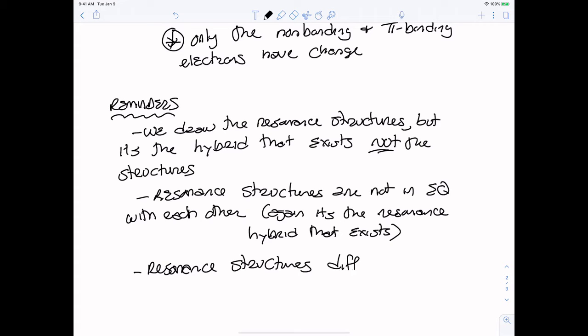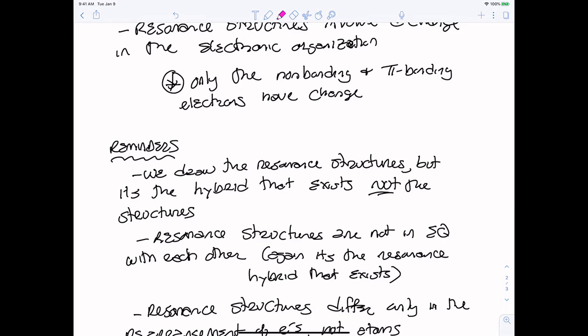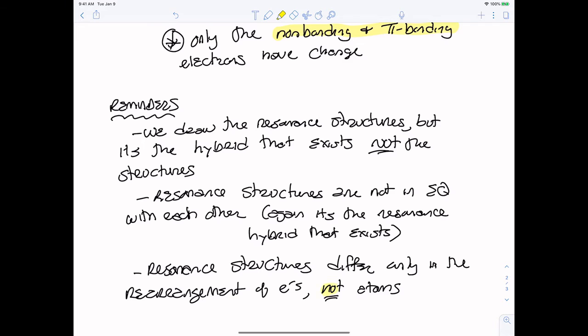So resonance structures differ only in the rearrangement of electrons. That was the electronic organization that I had set up above, not atoms. So I'm not moving atoms around, I'm only moving electrons around, right? And the electrons that I'm moving around are my non-bonding and pi electrons, right? I can't move around my sigma electrons. If I was to do that, then I'm actually breaking the bond. My single bonds are made up of sigma electrons. And because I can't rearrange atoms, I can't rearrange sigma electrons, only pi electrons. So electrons in those pi bonds.